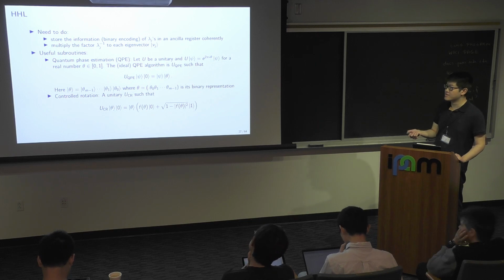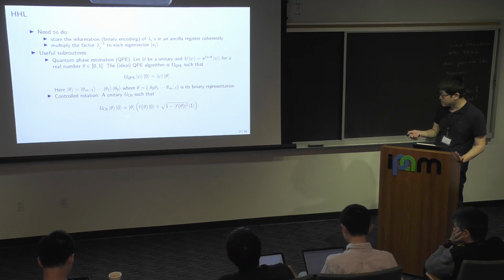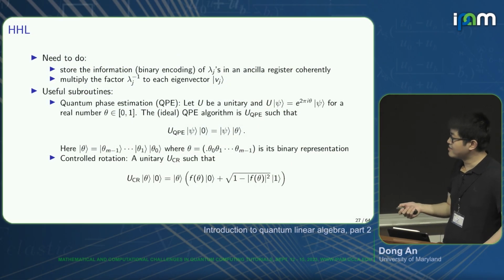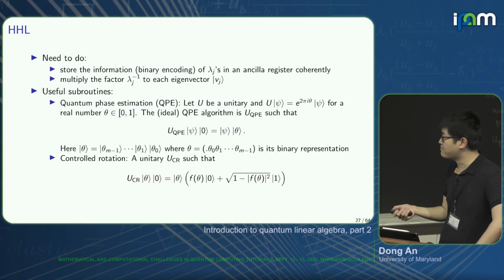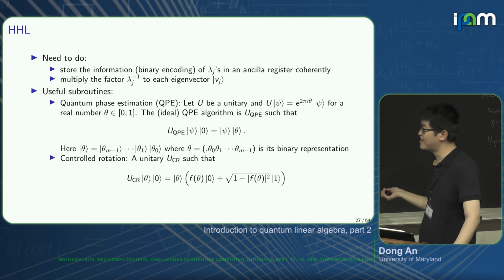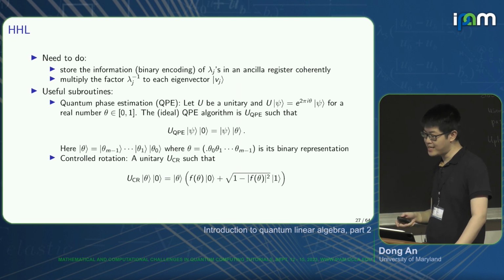That is, we have a 0, which is a single qubit, and then what we are doing is that we will create a superposition between 0 and 1, and the amplitude of this 0 will be a function of theta. Of course, this function should be bounded by 1. So basically, this is a general control rotation operation.